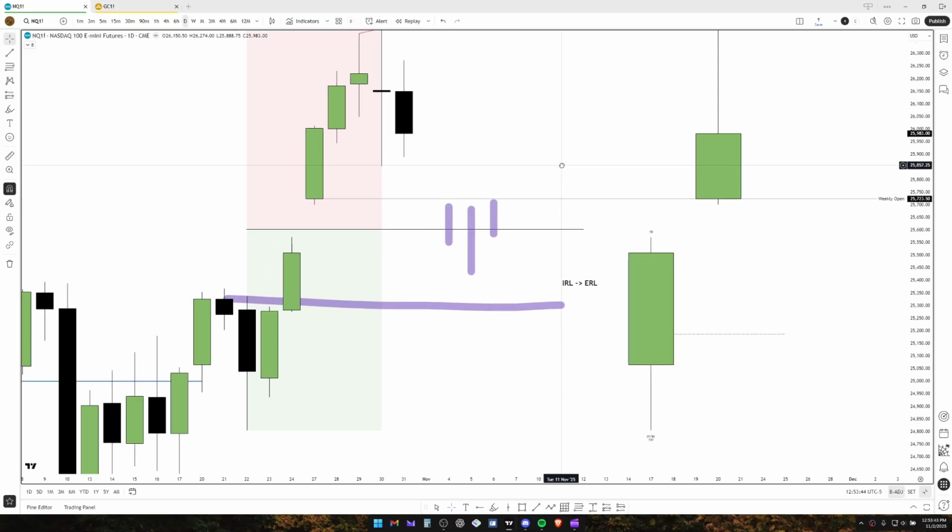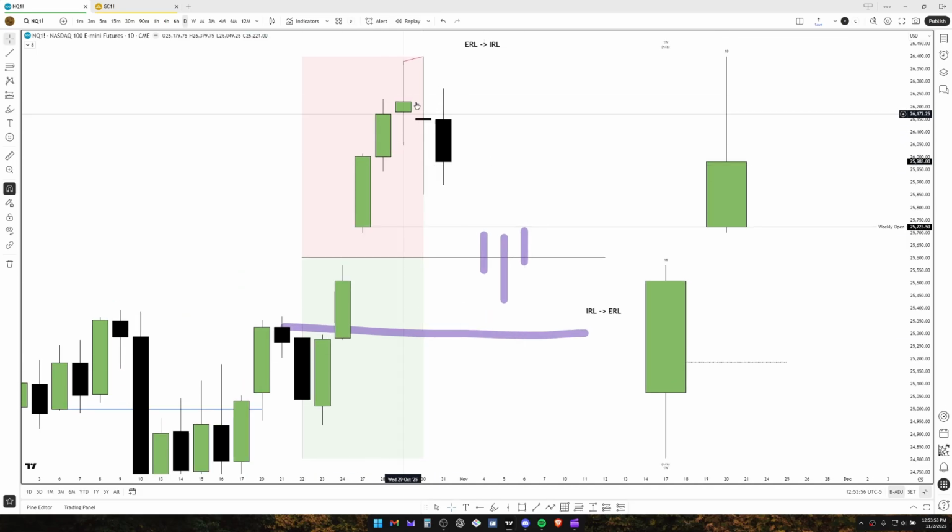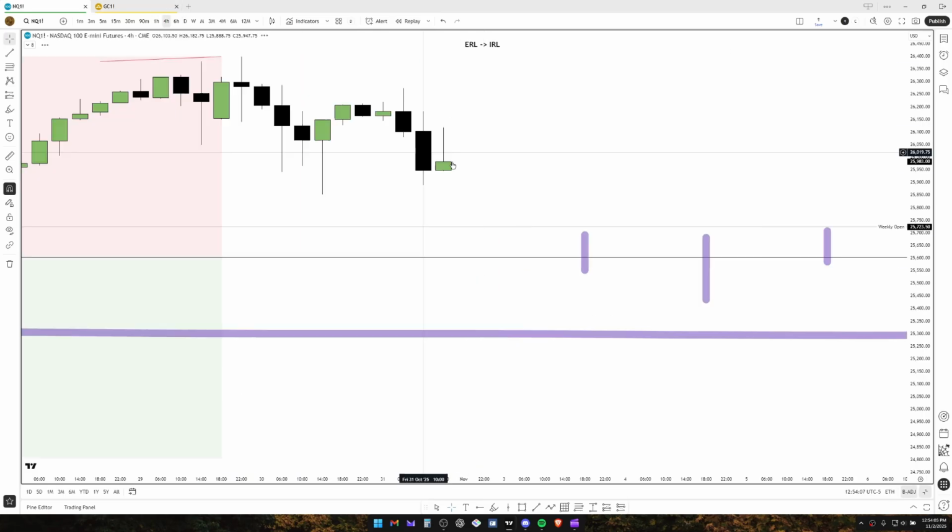So at that point, how would you enter on a C3? Well, I would have to see that the C2 completed. If I'm framing it on the daily, because this is framed on the daily because of the range, then hypothetically we would see the wick creating a swing point on the 4-hour.